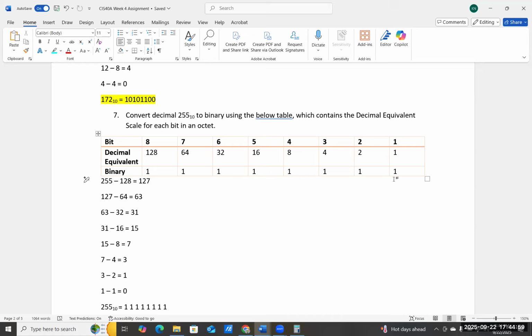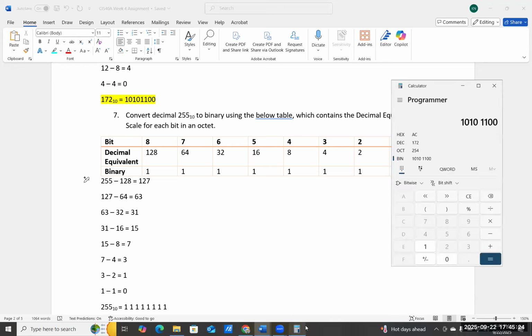If you get a 254, the only bit that's off is the last one, right? The least significant bit, the 1, turns to 0. When you do this, you start to see a pattern, and it gets easier with practice. Now we can check with our calculator if you're uncertain about your answer. Clear, I select decimal, type in 255, and check my binary with bin for binary.